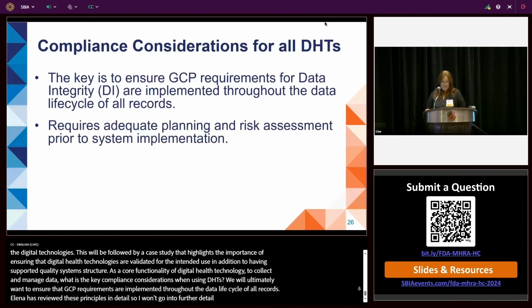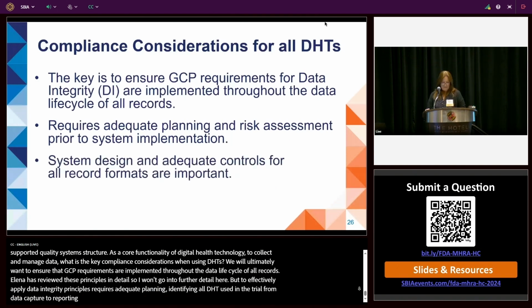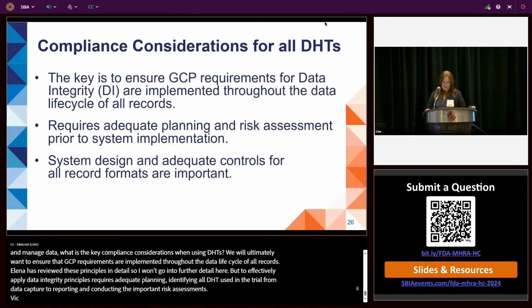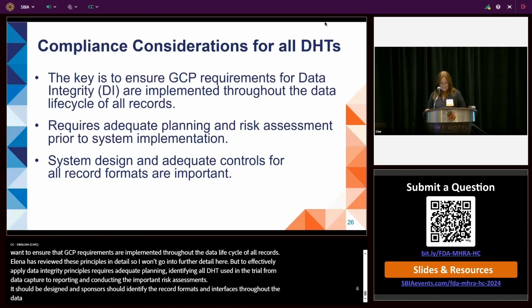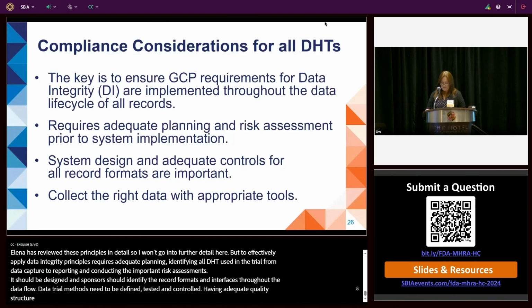But to effectively apply data integrity principles requires adequate planning, identifying all DHTs that will be used in the trial, from data capture through reporting, and of course, conducting the appropriate risk assessments. Systems should be designed to support these principles, and sponsors should identify all record formats and interfaces throughout the data flow. Data transfer methods will also need to be defined, tested, and controlled. Having an adequate quality system structure with defined procedures to support these activities is essential for sponsors in order to collect the right data using the appropriate tools.